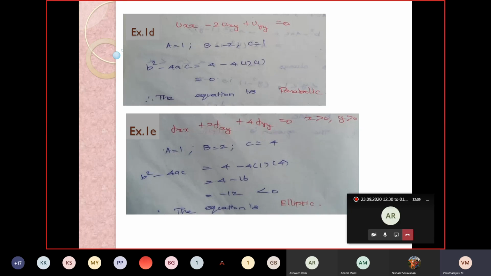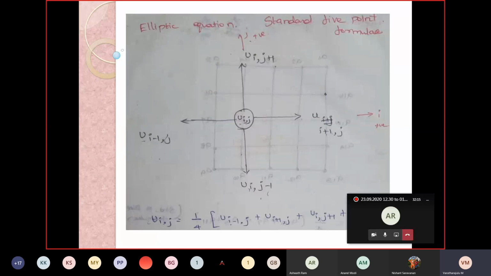Okay. Elliptic equations can be solved with two different formulas, the standard 5-point formula and the diagonal 5-point formula. Before having a look at the standard 5-point formula and the diagonal 5-point formula, we will take attendance.